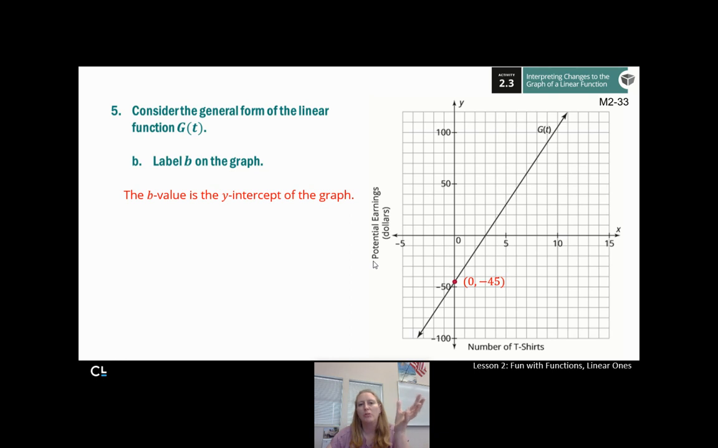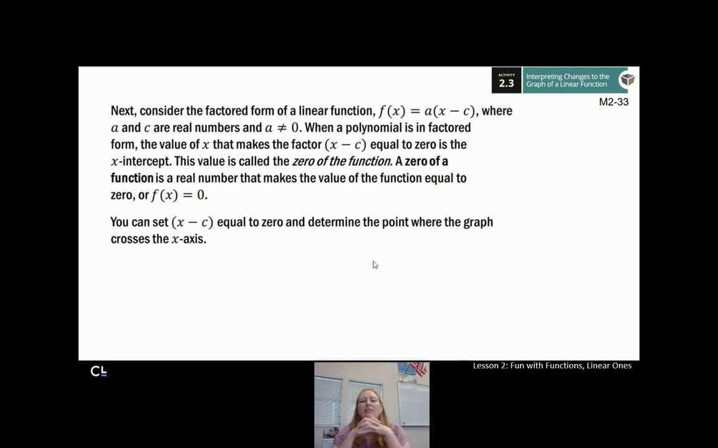So we're pretty comfortable with the general form of the linear equation because you've been dealing with slope-intercept form for so long. It gives you the slope, gives you the y-intercept. A is your slope, B is your y-intercept. But let's talk now about the factored form.